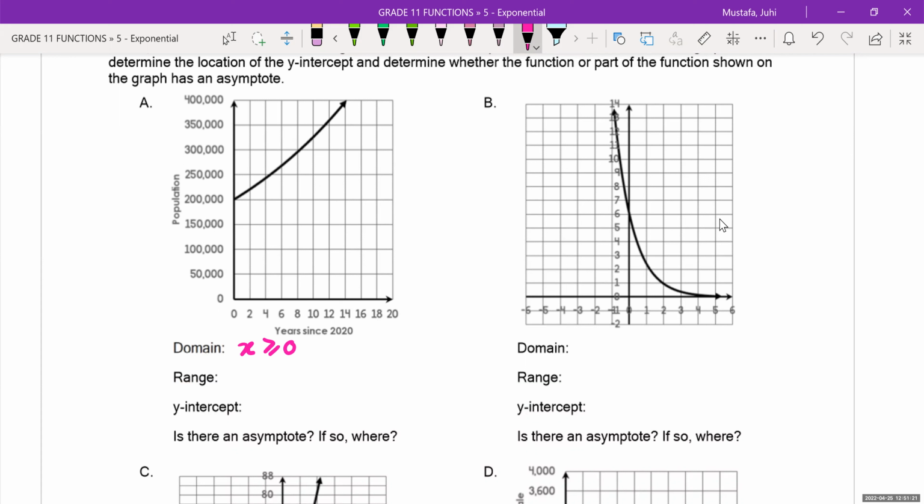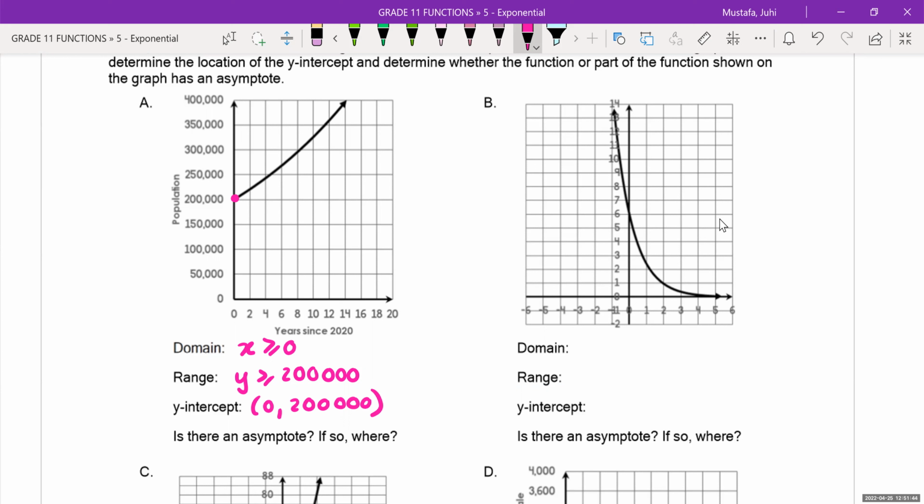What is the range for this? It starts at 200,000 and it goes above it. So it's going to be y is greater than or equal to 200,000. What is the y-intercept? You're just going to read that off the graph. So it's going to be 0, 200,000.